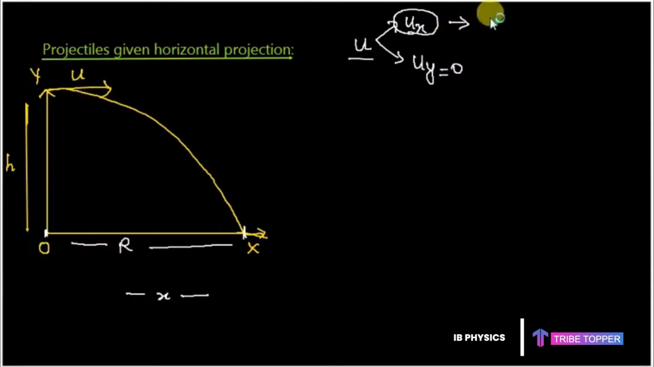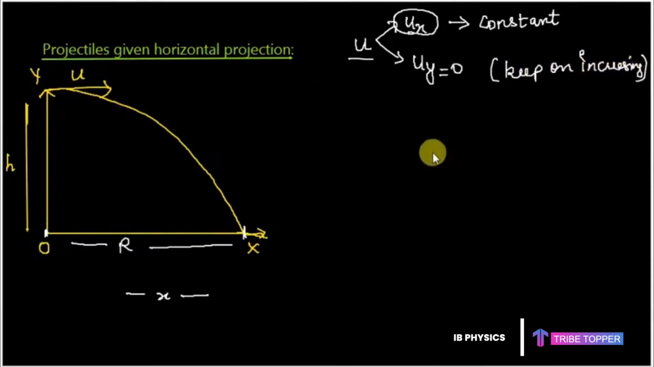That this is going to remain constant throughout the motion. And why is that? Because velocity changes only when a force acts on it, but there is no force acting along the horizontal. Therefore, we would say that the velocity ux remains constant throughout the motion. But uy, though initially it was 0, will keep on increasing. And this keeps on increasing because of the force of gravity acting downwards.